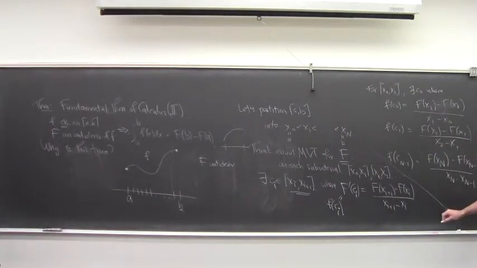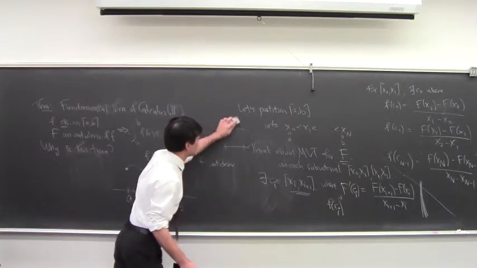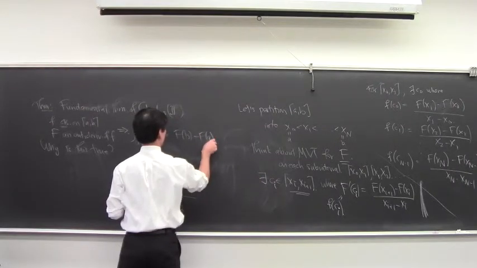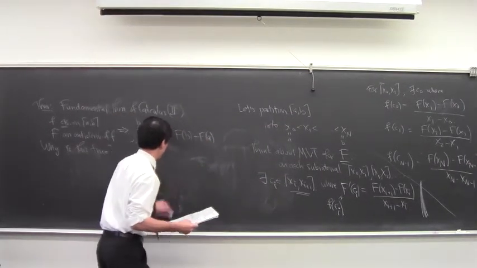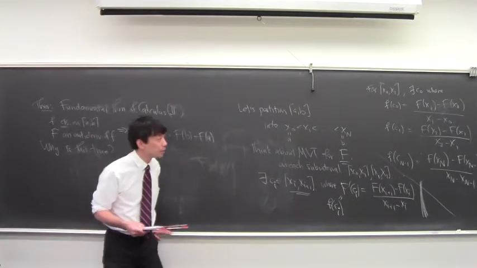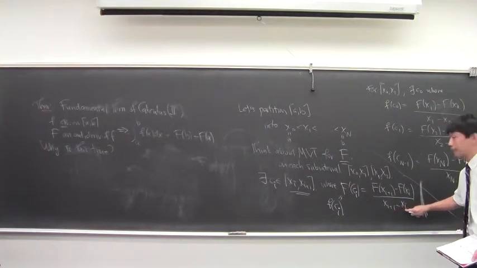So I've just written the same thing expanded, I've just spread it out. Everyone all right? Any questions? What's the denominator? It's x_{i+1} minus x_i? Yes, x_{i+1} minus x_i.